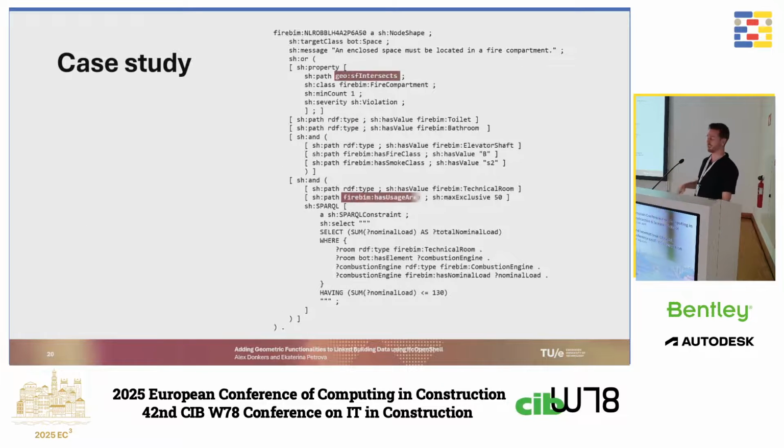And in that SHACL shape, you can see that these two geometric computations are also there. So it asks for a space that intersects with the fire compartment, and it says that the usage area of a technical room can only be 50. Well, let's focus on the first thing.